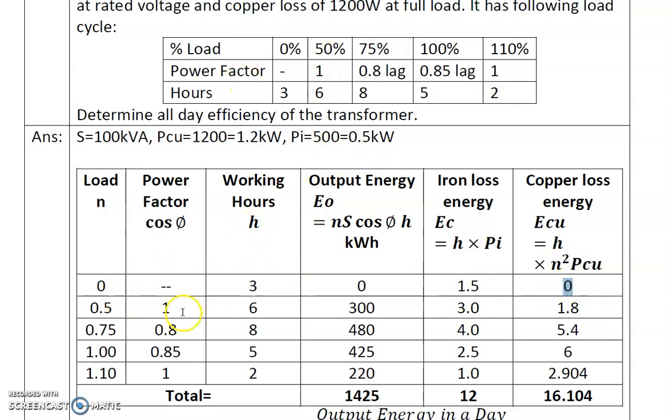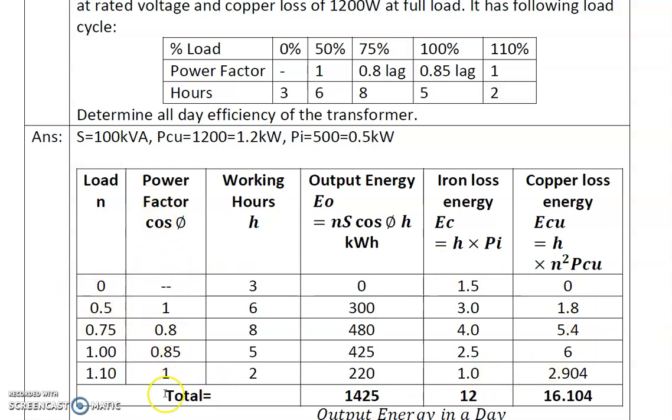Likewise for 50% load, unity power factor and 6-hour working, N is equal to 0.5, S is equal to 100, cos phi is equal to 1, and number of hours is equal to 6. So it gives you 300 kilowatt hour. Iron losses: 0.5 into number of working hours, 6, so it is 3. And copper losses: number of working hours 6 into 0.5 square into 1.2 gives you 1.8. Likewise for all loading conditions, this table is completed.